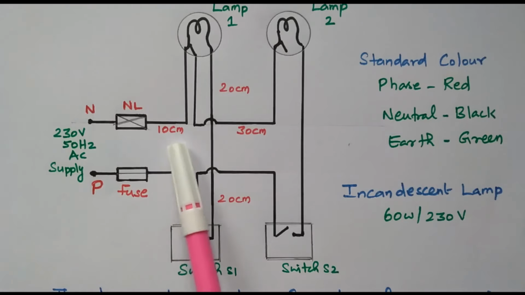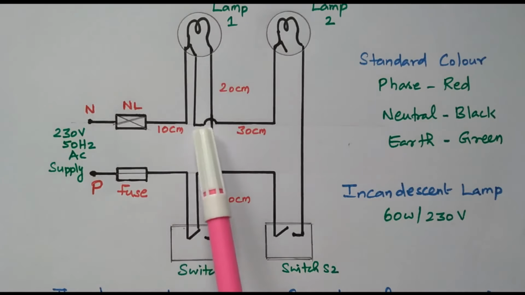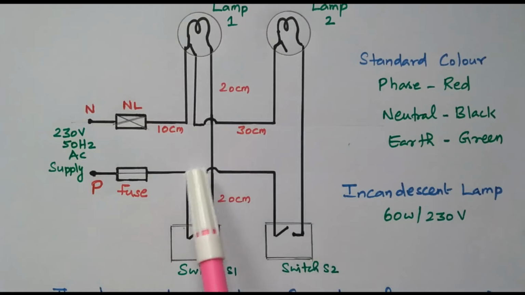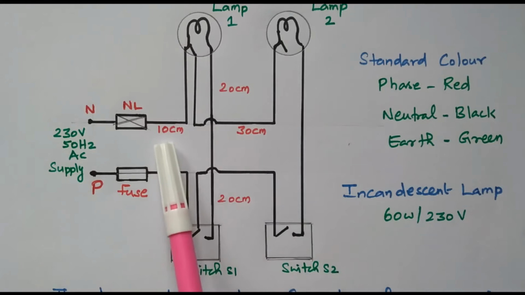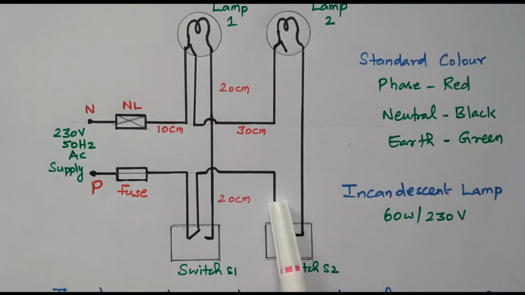Now by seeing the distance, we can decide how much length of PVC pipe is required, how much length of wire is required. So this is 10 centimeter, this is 30 centimeter, this is 20 centimeter, this is also 20 centimeter, and this will be another 20 centimeter. So 20 plus 20 is 40, 40 plus 20 is 60, 60 plus 20 is 80, 80 plus 10 is 90, 90 plus 30 is 120 centimeter of PVC pipe required.